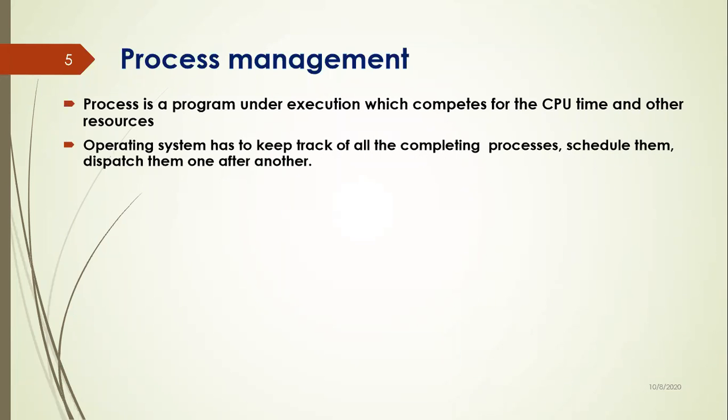Now, when we run multiple processes at a time, the operating system has to keep track of how many processes have completed their execution. Then the operating system has to schedule those processes, which means it prepares the schedule for the process execution. Again, it has to dispatch them one after another, so that once a process has completed its execution, it will start another one. That is called dispatching. That is also done by the operating system. So this all comes under process management.